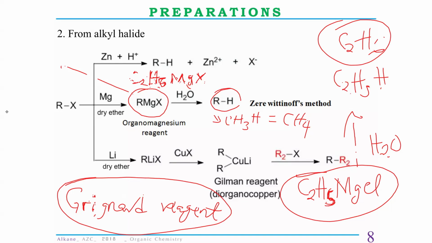At the same time, from alkyl halides you can also get alkanes using zinc as a catalyst plus free hydrogen. This is also another reaction: you can get alkanes by using alkyl halides, RX, in the presence of free hydrogen and zinc.